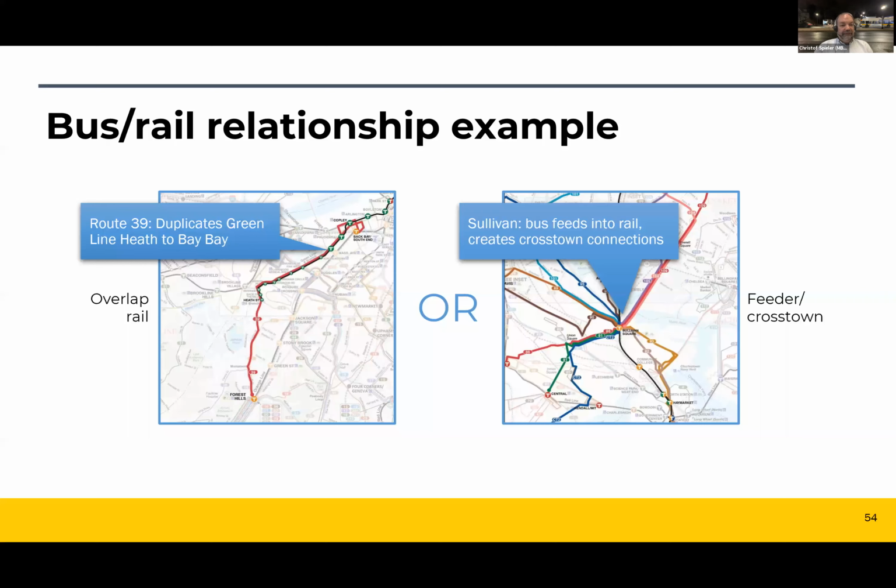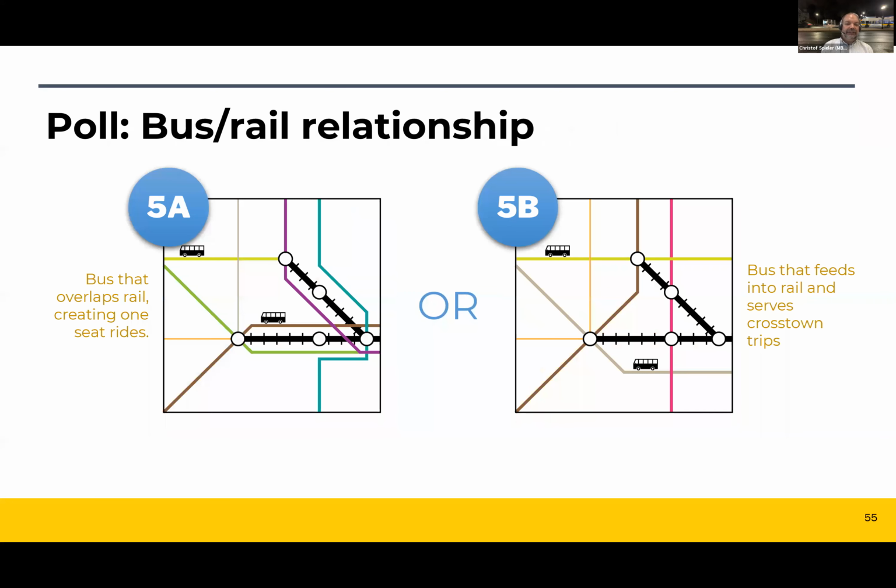On the left, Route 39, for example, duplicates the green line for over half of the length of the route. That means that people coming from the southern end of the route from Forest Hills are able to have a one-seat ride to Back Bay, but it also means we're running a frequent bus alongside a frequent green line train. Or you can see other kinds of patterns. At Sullivan, for example, the bus routes all feed into the rail and none of them duplicate the orange line going into downtown. And that actually creates a lot of crosstown connections in that area. Next slide. So which do you prefer?